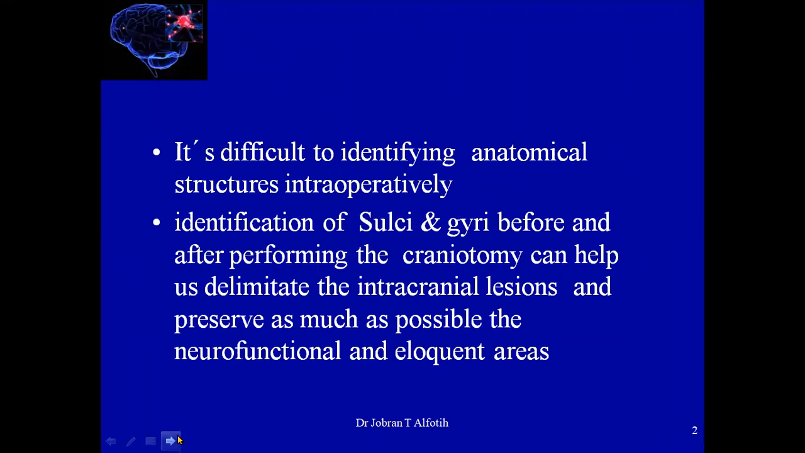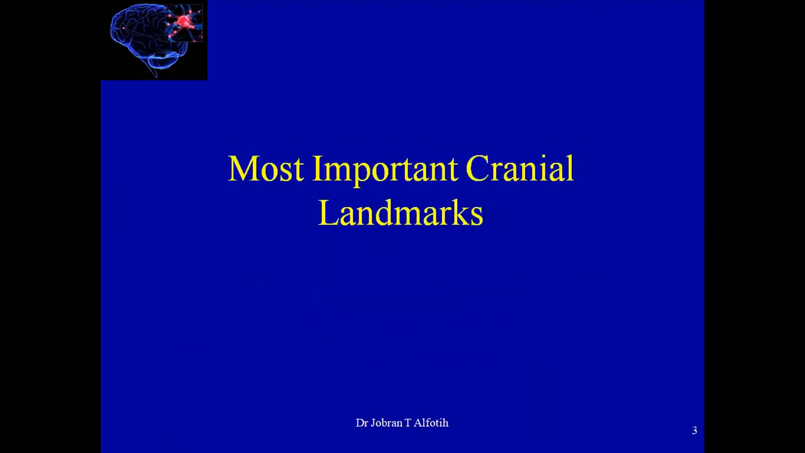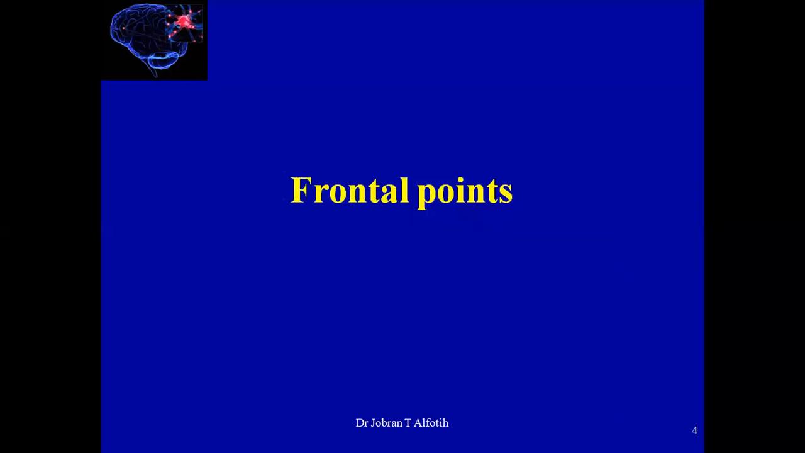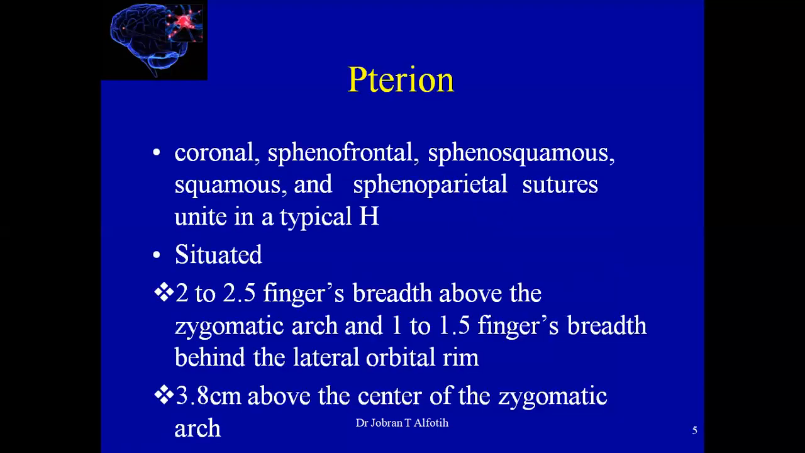It's sometimes difficult to identify anatomical structures inside the operating room. So identification of sulci and gyri before performing the craniotomy can help us delimit the intracranial lesion and preserve as much as possible of the neurofunctional and eloquent areas. So, we have here the most important cranial landmarks, which lead us to the functional and anatomical areas in the brain. We're starting from the frontal points on the frontal side.